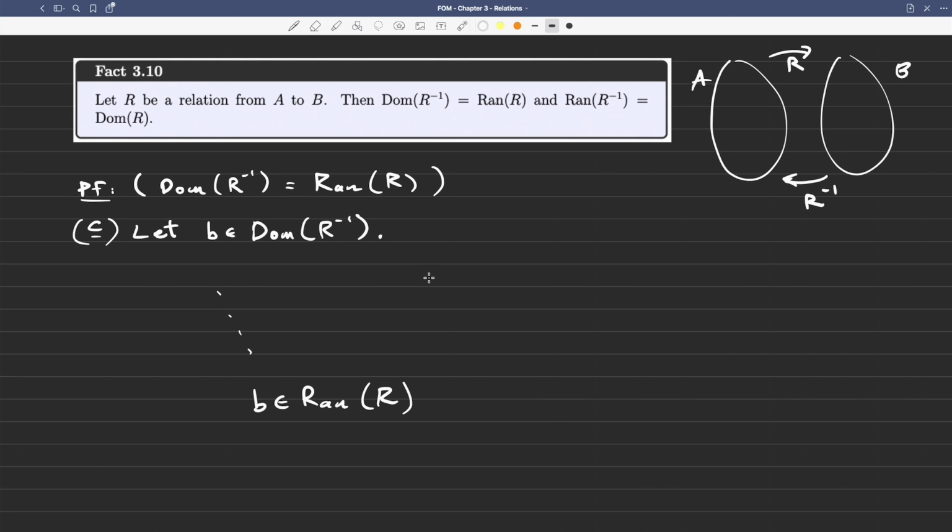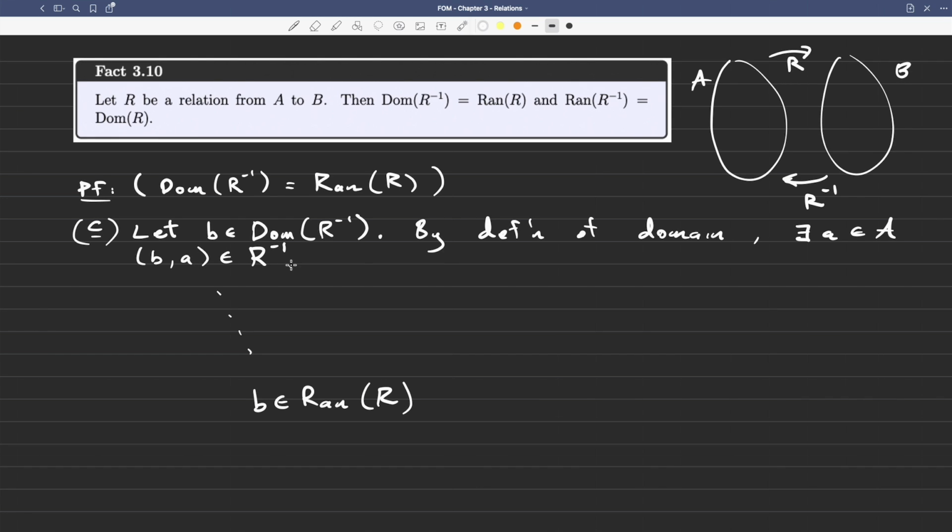What does it mean to say b is in the domain of R inverse? Well, forget that it's R inverse for a second. What does it mean to be in the domain of any relation? To be in the domain of a relation means that you're the first component of an ordered pair that's in that relation. So by definition of domain, there must exist some a in big A that gets paired up with b in the relation R inverse, and b is the first component because it's in the domain. So there exists a little a in big A such that the ordered pair (b, a) is in R inverse.